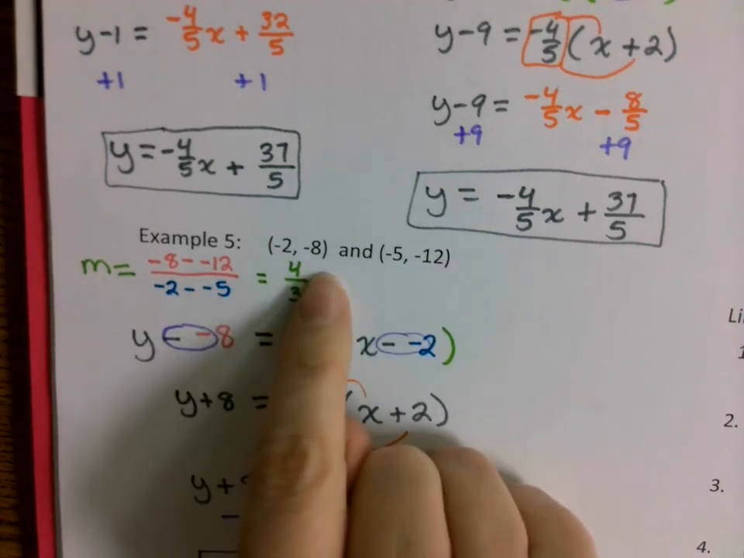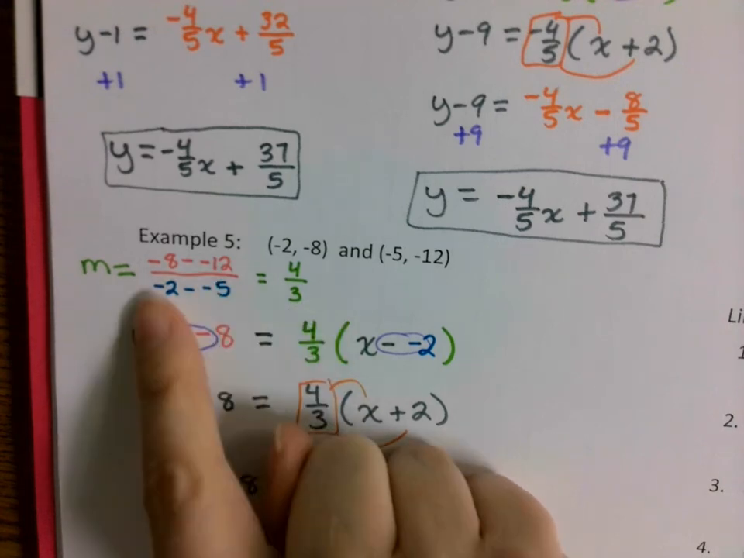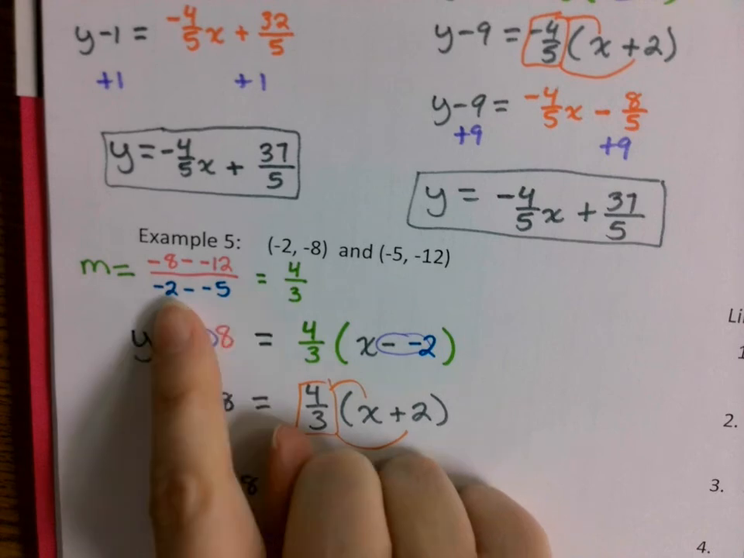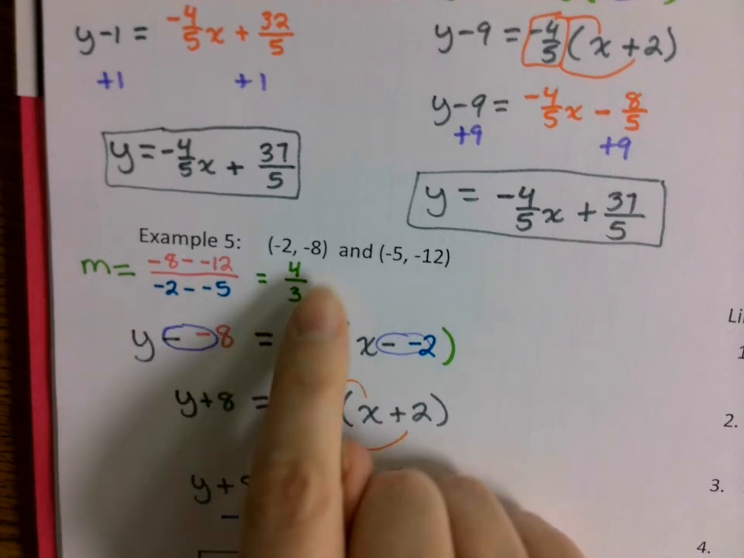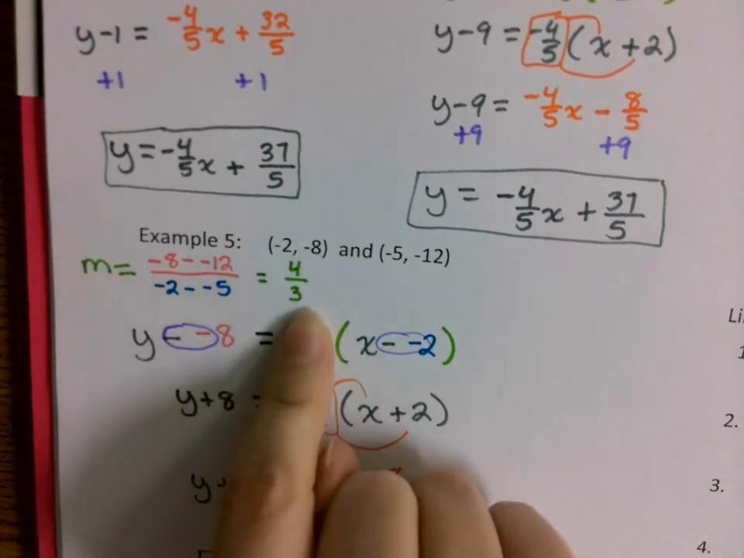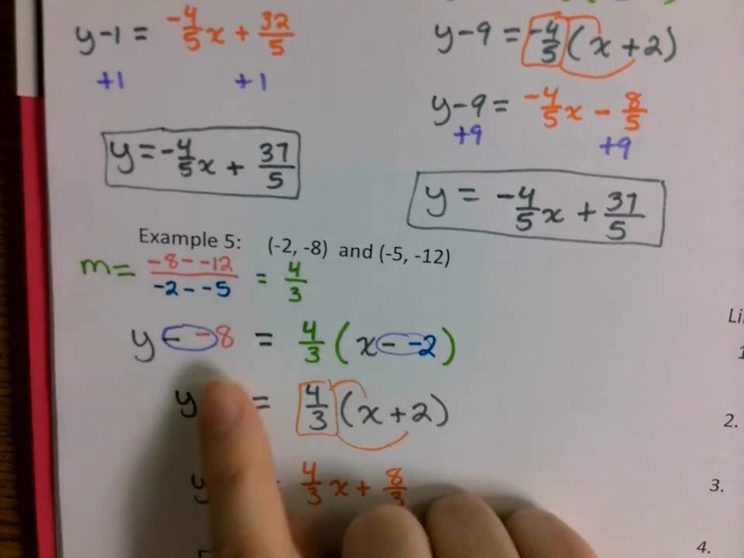If you did negative 12 minus negative 8, that would have given you negative 4, and then negative 5 minus negative 2 would have given you negative 3, but a negative over negative would give you a positive. So either way, you should have come out with a slope of 4 over 3. Then you just pick any point. I went ahead and picked the first point to plug it in.